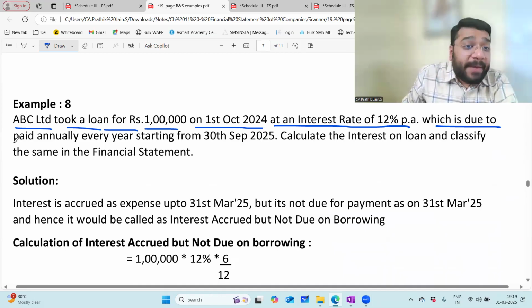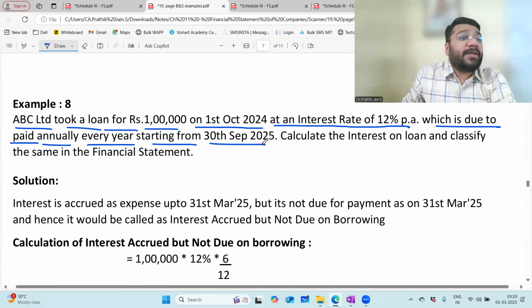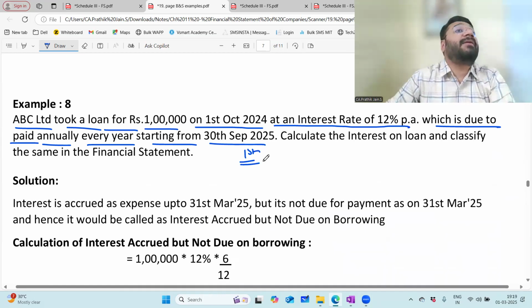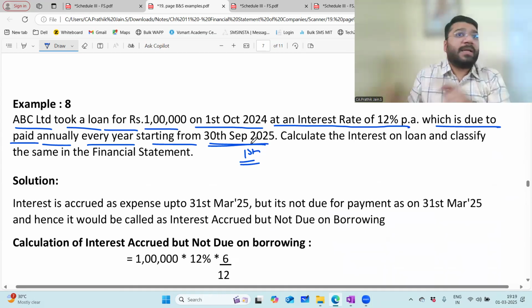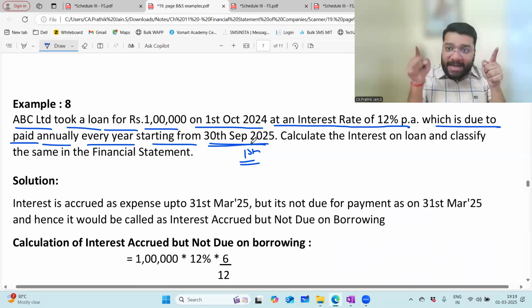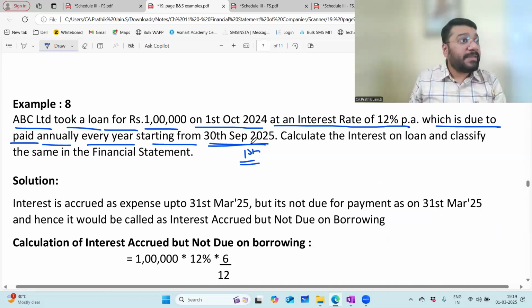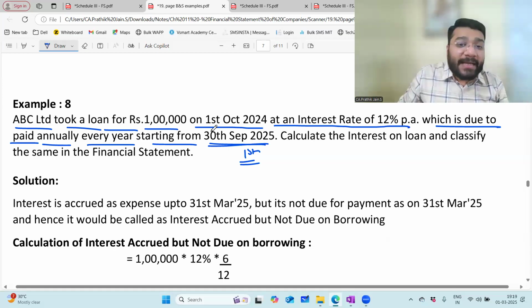Which is due to be paid annually every year, starting from 30 September 25. So this is my first date of payment. From 30 September 25, I'll start paying the interest. Am I clear? I'm not talking about principal. I'm talking about interest. That is once that 1 year is getting over, at the end of the 1 year, you'll pay the interest. That is the due date of the payment of the interest. So can I say 30 September 25 is a due date for the payment of interest?